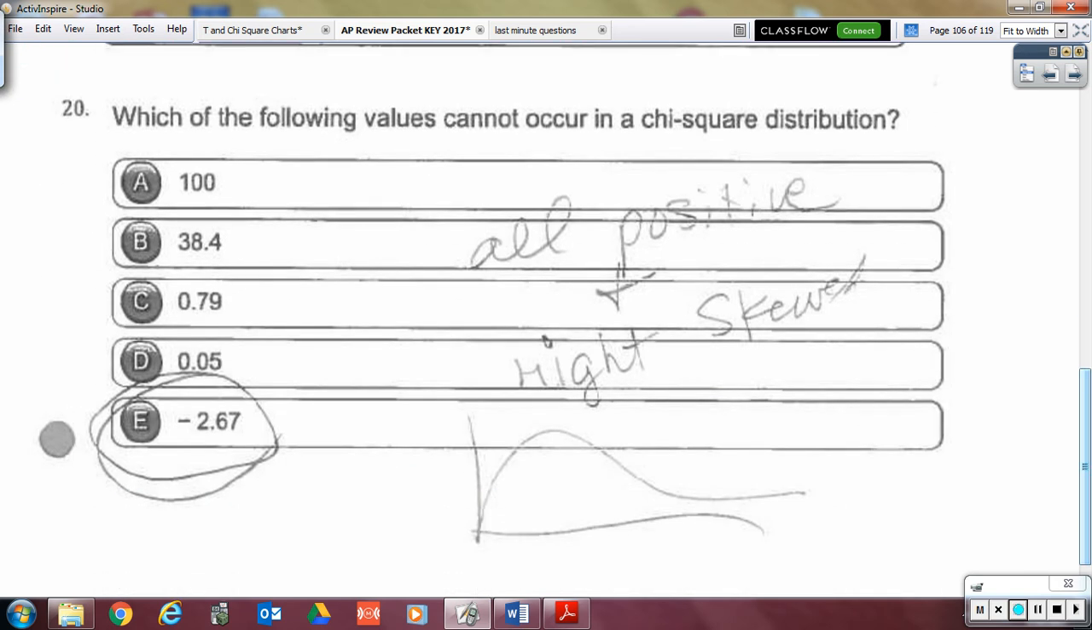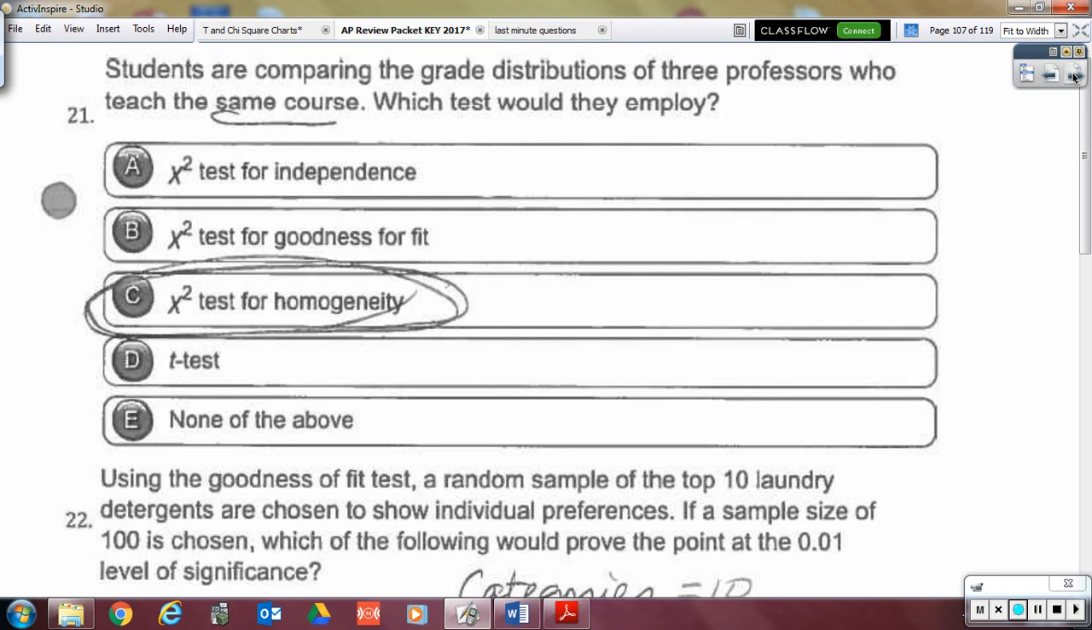Chi-squareds are all positive, so you need to go all to the right. So E is not possible. All the chi-squared numbers, it's a skewed right distribution. All the chi-squared values are positive. Okay, next. This is a wrong answer also.